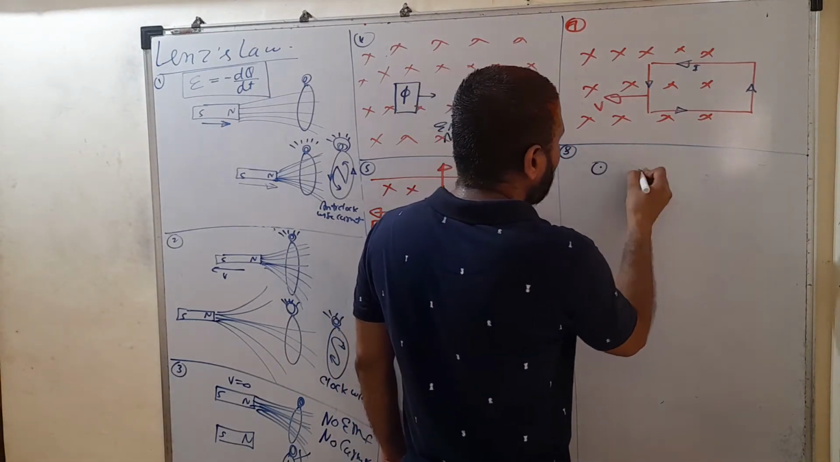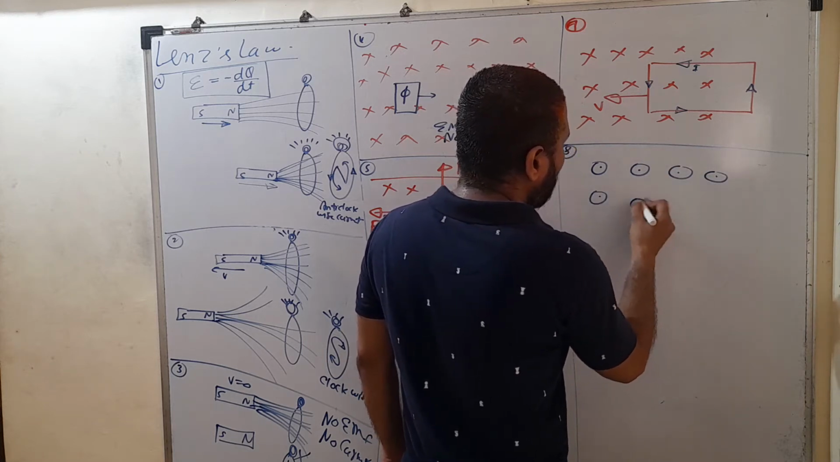8th question. Suppose dot magnetic lines are there, here magnetic lines are in outward direction.